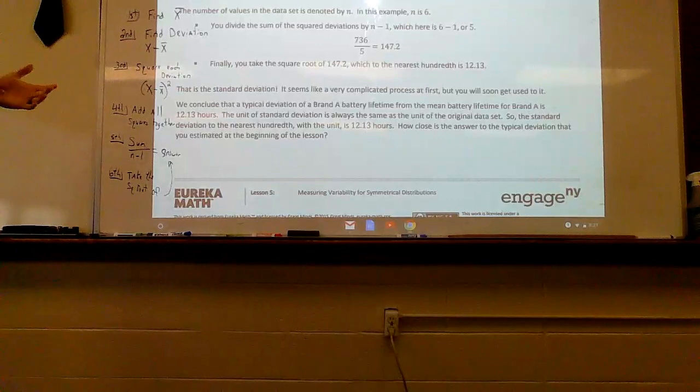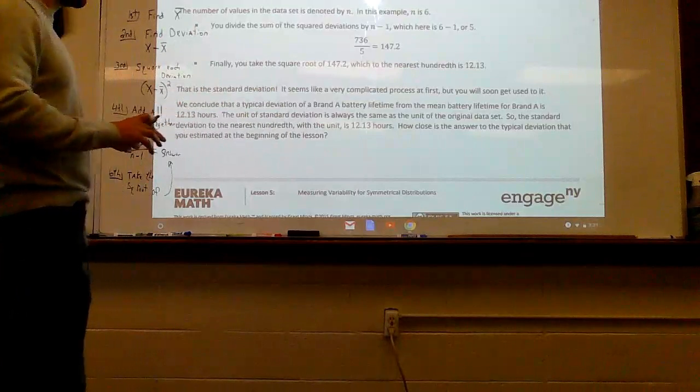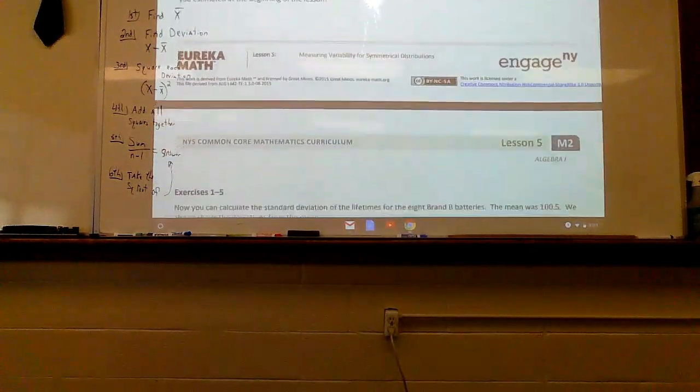We conclude that a typical deviation of a battery from the mean is 12 and 1300ths hours. The unit of standard deviation is always the same as the unit of the original data set. So if we're talking about hours, it's going to be hours. If we're talking about percent, which I do a lot with your grades, we're going to keep it as percent. How close is the answer to the typical deviation that you estimated at the beginning of the lesson? Well, we're not worried about that. Okay.